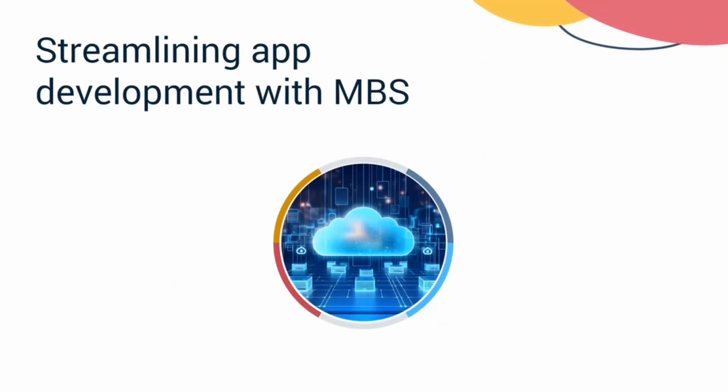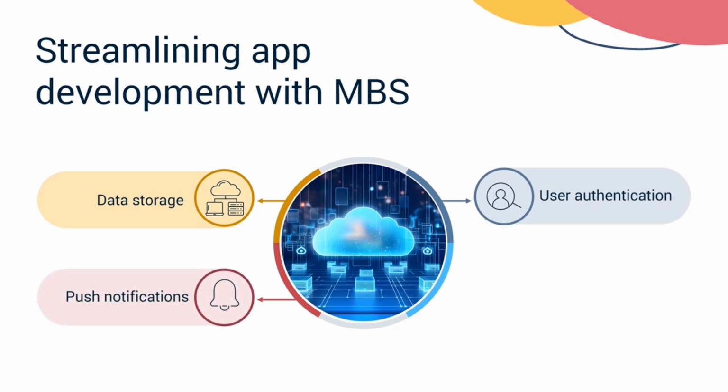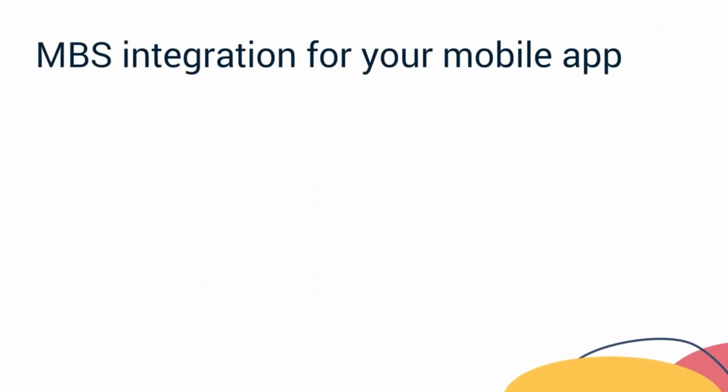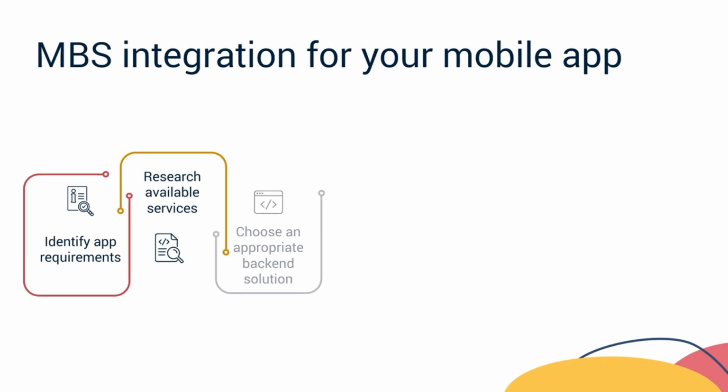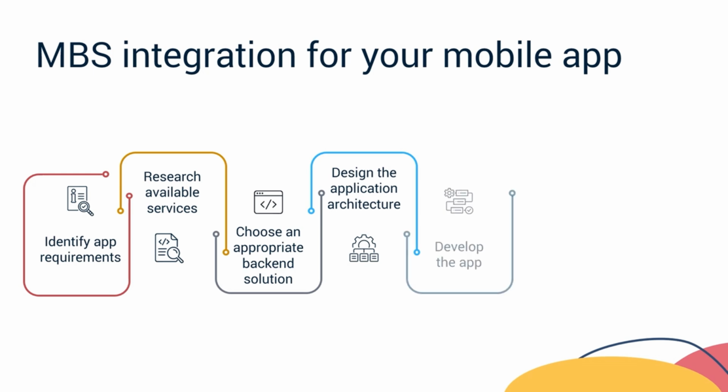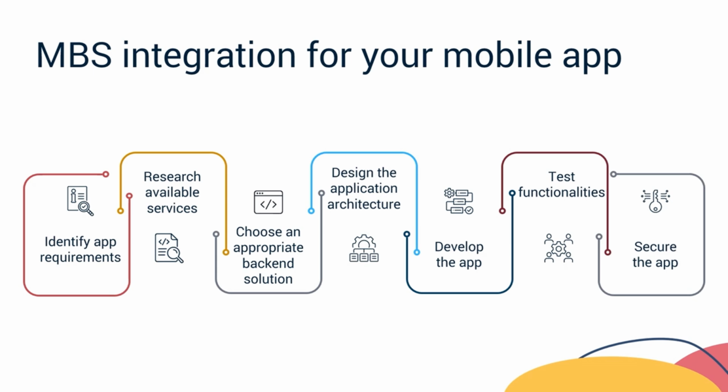MBS streamlines app development by managing tasks like data storage, user authentication, push notifications, and server management. These services allow developers to focus on building user-friendly apps, while cloud services handle the backend. To integrate MBS into a mobile app, follow these steps. Identify app requirements, research available services, choose an appropriate backend solution, design the application architecture, develop the app, test functionalities, and secure the app. This process ensures efficient development and security.